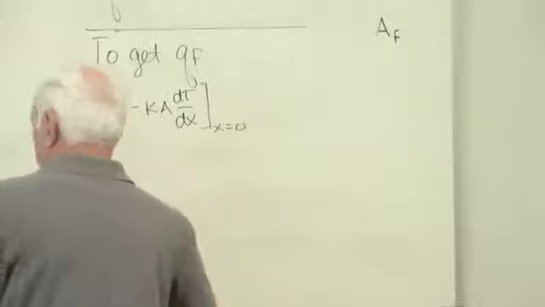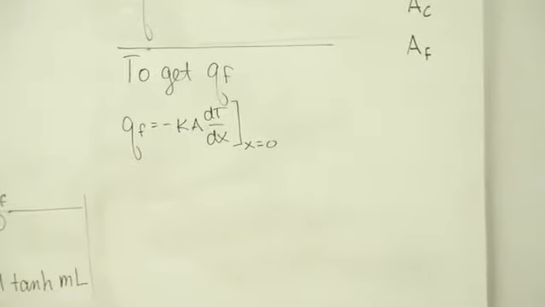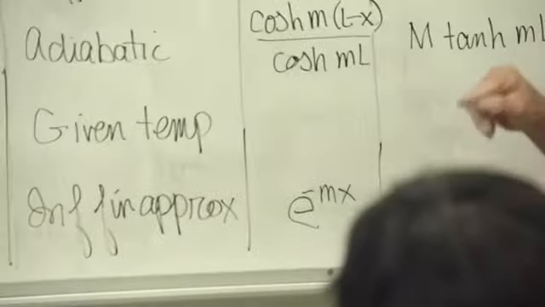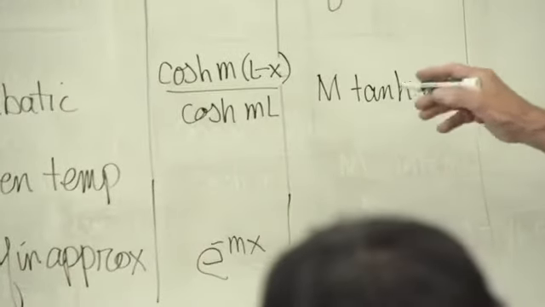What do you have to do? Well, you do what it says. Take d theta/dx at x equals 0. Once you've got your equation here, differentiate with respect to x and then set x equal to 0. That's the way he does it in the textbook.